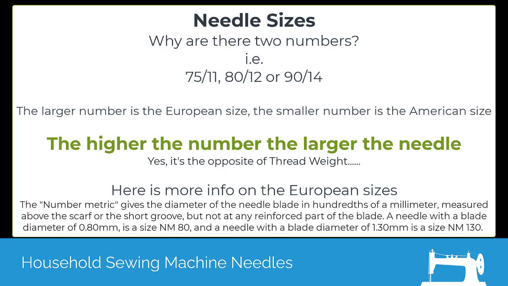Needle sizes. Why are there two numbers, 75/11, 80/12, 90/14? The short answer is that the larger number is the European sizing and the smaller number is the American sizing. I'm going to let you read the fine print all on your own, but basically the European number is an actual measurement of the blade of the needle. In needles, the higher the number, the larger the needle. And yes, that is opposite of thread because they couldn't make that easy.